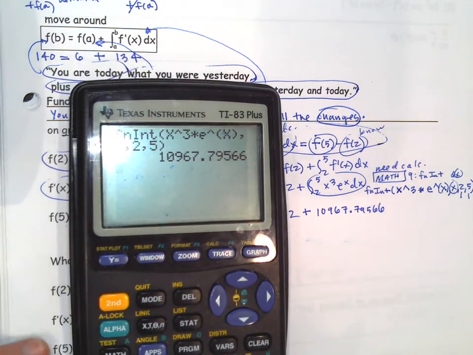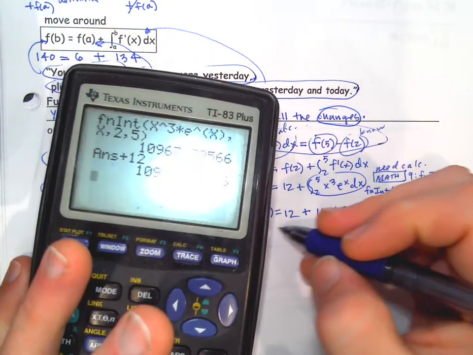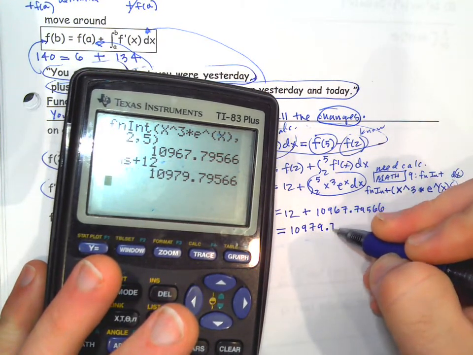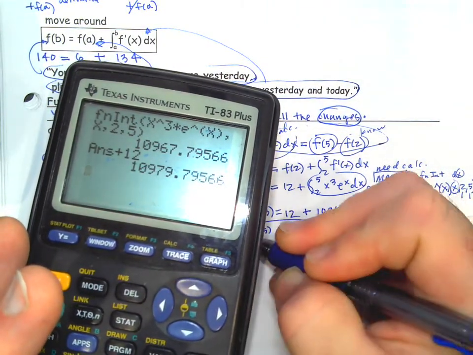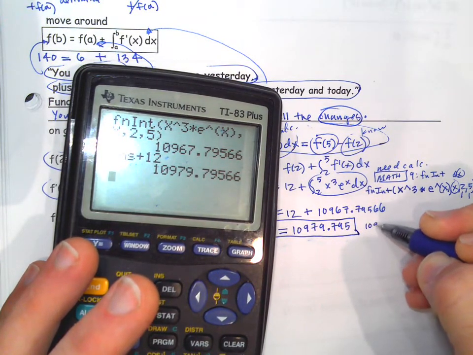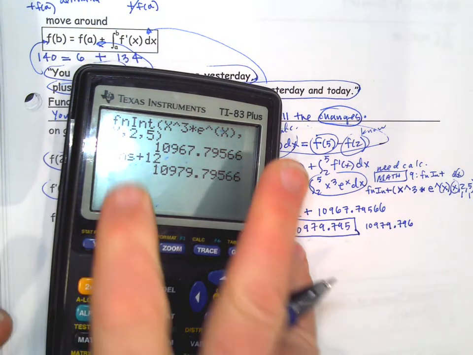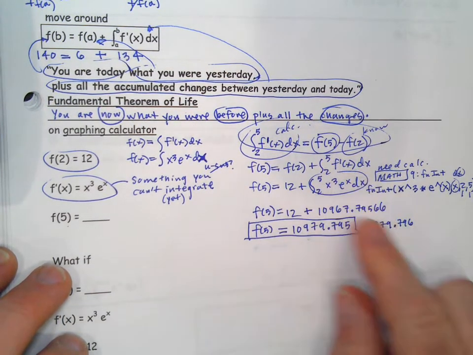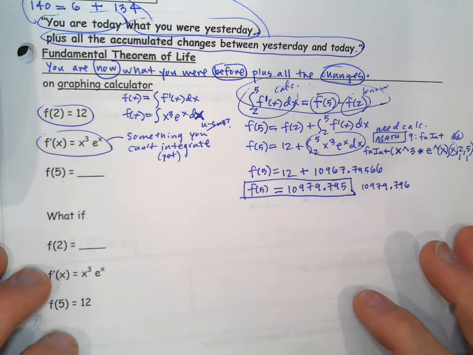Now here I can just say plus 12. And by the way, I could have done all of that in just one line of calculations, but we get 795. If you truncate, which I always like to do, but if you don't want to truncate, it'd be 10,979.796. You could round. But even if you could have done this one by hand, this is way faster, and way fewer mistakes. Okay?